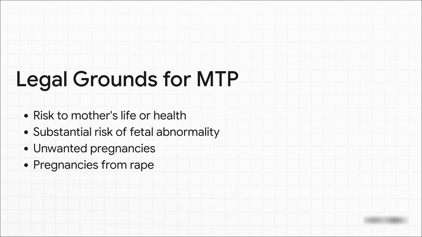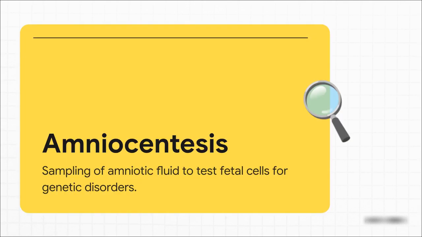Now, another really crucial medical procedure during pregnancy is amniocentesis. This is the sampling of amniotic fluid to test fetal cells. Its legitimate actual medical purpose is to screen for severe genetic disorders. But because this fluid also contains chromosomal data about the sex of the fetus, amniocentesis carries a strict statutory ban against sex determination. This legal intervention is absolutely vital to combat the tragic illegal practice of female foeticide.